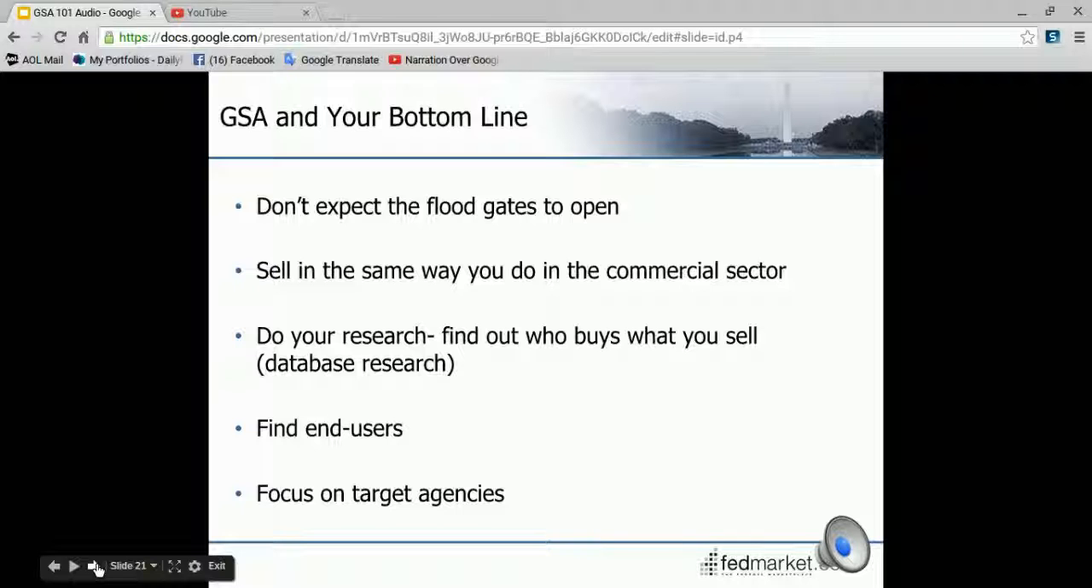The best thing to do is to find the end users. These are the people that go to the buyers and make the request. These people are difficult to find, but can be done with diligence. Focus on target agencies. Pick 3 agencies and focus on those. Don't try to sell to the entire federal government all at once.